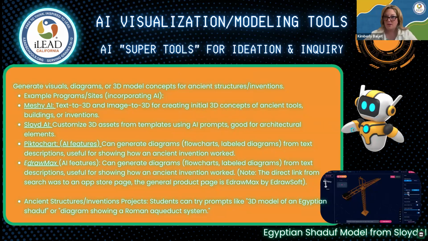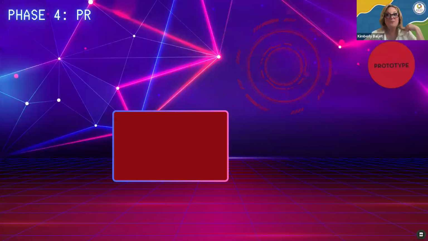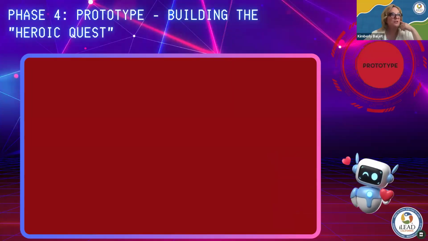Sloyd's really great. You saw an example of Meshi AI back there. And I always try to include tools that have a pretty robust free part to their program, right? Because I know as teachers, we don't always have the money, and our school principals might not always give us all of the money that we want to implement all these new things. So having that option to have the free version is great.